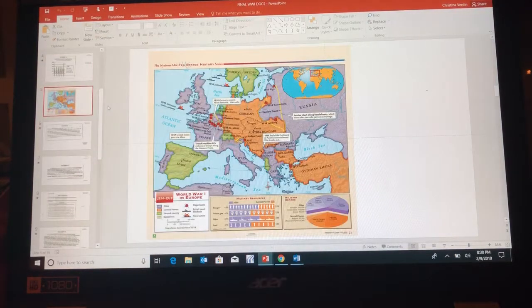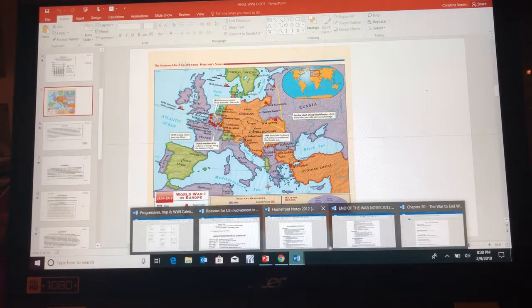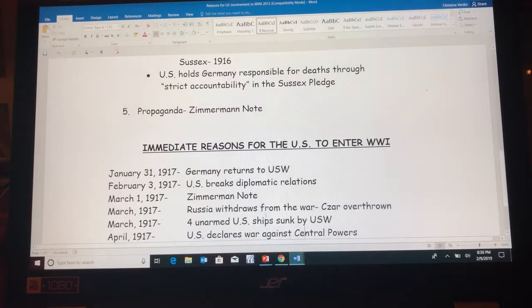I wanted to go to this map. When Russia pulls out of this war, people start to freak out because now the Eastern Front is gone and Germany can now put all of its troops over here. So we feel that there's this threat that, oh my gosh, Germany, now that Russia's gone, Germany can surely win this war. The Allies need our support. We're going to see 4 unarmed U.S. ships are sunk by unrestricted submarine warfare. And all of this stuff that is going on with the ships is really what draws us into the war.